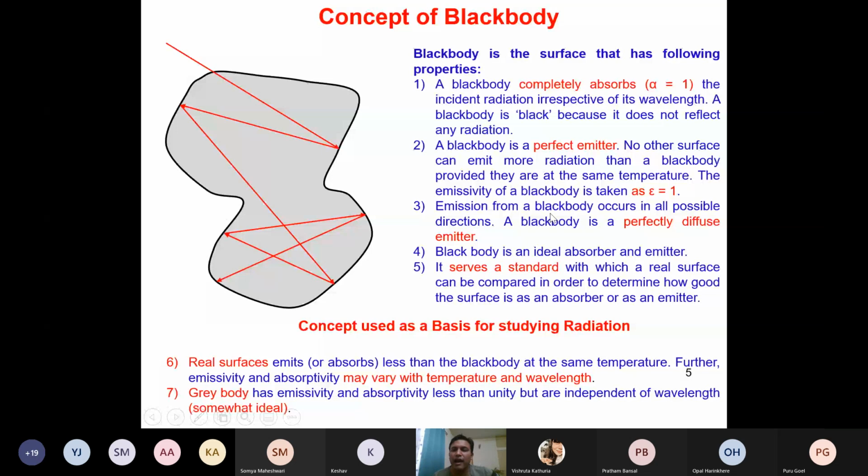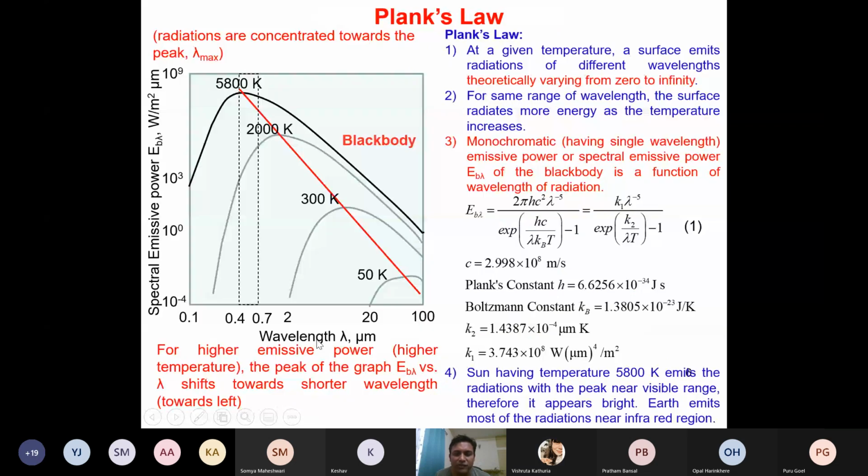So a black body is an ideal absorber and emitter. That is what I said. A black body will have an emissivity equal to 1 and an absorptivity equal to 1. It serves as a standard with which a real surface can be compared in order to determine how good the surface is as an absorber or as an emitter. So the black body is the ideal surface, whereas all other real bodies are compared with respect to the black body. Okay, so now let's look at real surfaces. Real surfaces emit less than the black body at the same temperature.